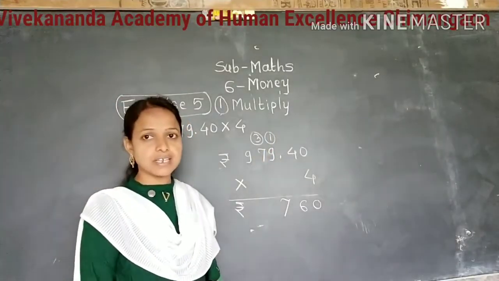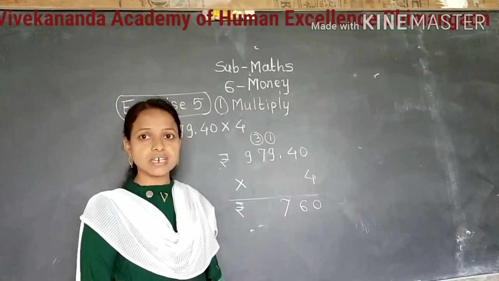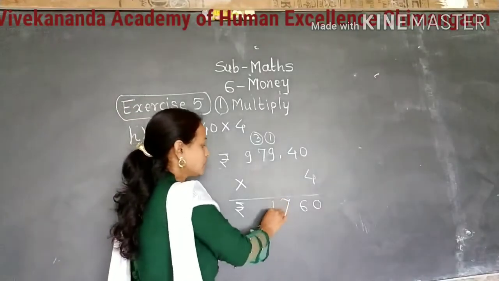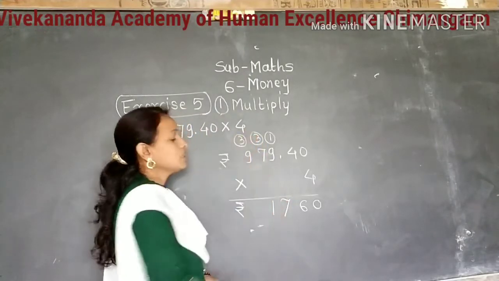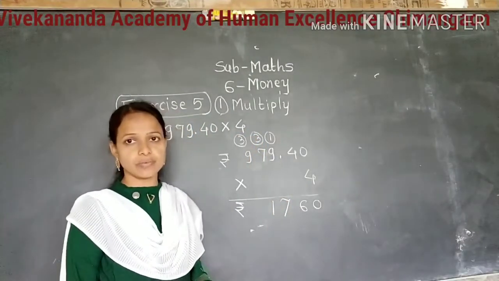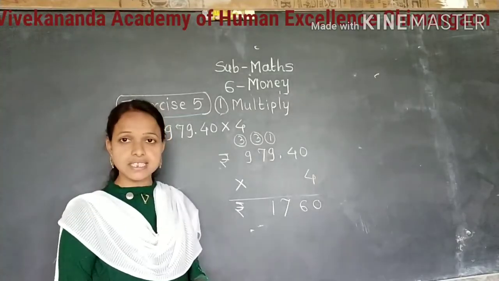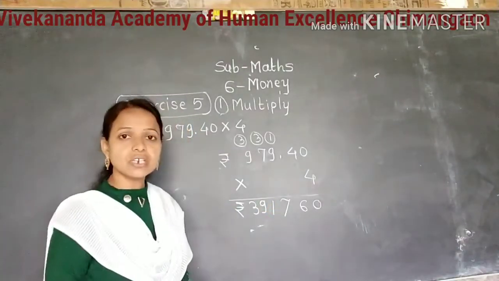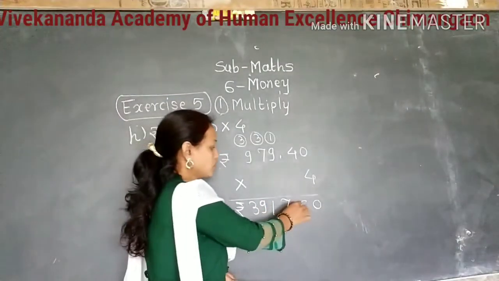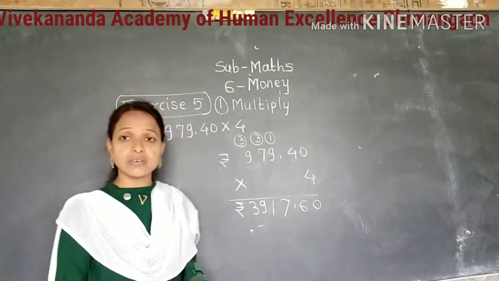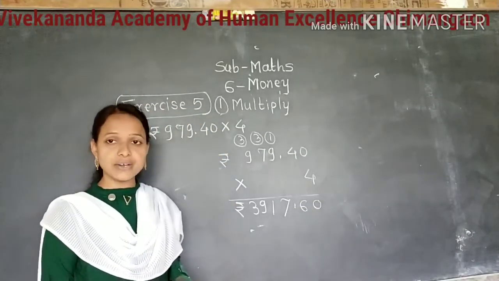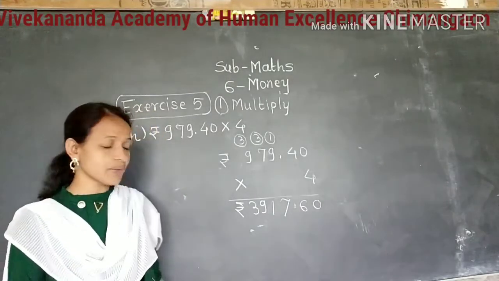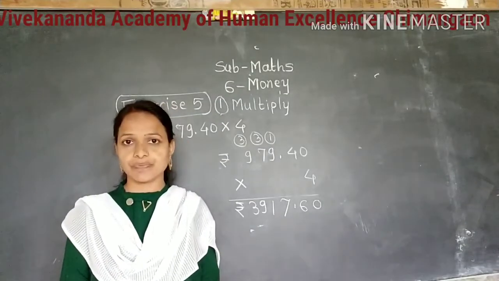Now multiply 7 by 4. 4 7s are 28. 28 plus 3 carry, 31. So 1 right here, 3 carry. Now multiply 9 by 4. 4 9s are 36. 36 plus 3 carry, 39. Now put the dot from the right two places. So here you put the dot. So in this way, here you multiply 979 rupees 40 paise by 4. We get your answer 3970 rupees 60 paise. Okay.